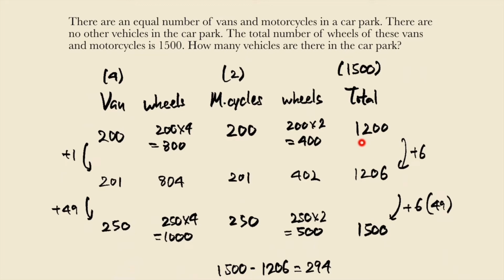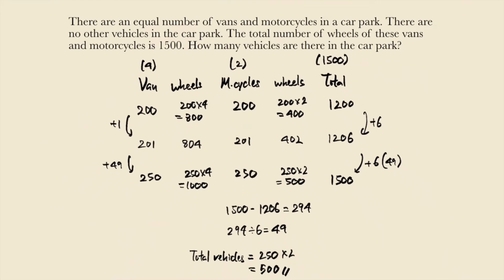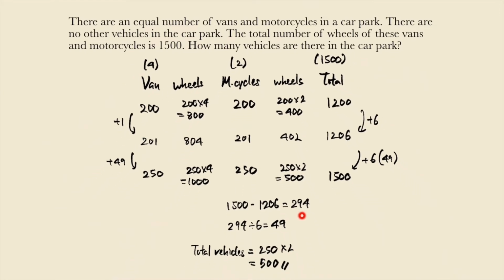So let's increase by 1, but in this case, both have to increase by 1 because recall that the equal number of vans and motorcycles have to be maintained, right? So we've got a total of 1206. So this increase of 1 led to an increase of 6 here. Right, I need to get from here to 1500 though. So I'm going to ask myself, what's the gap here? That's 294. 1500 minus 1206.